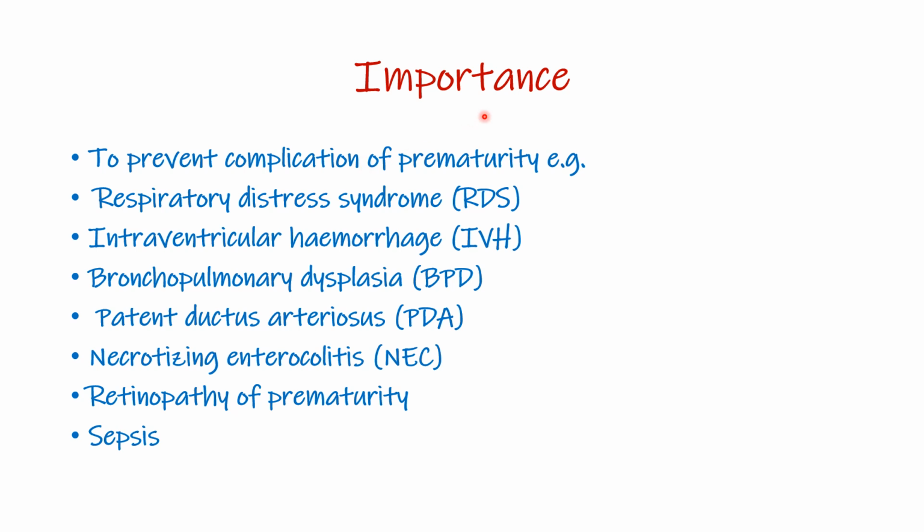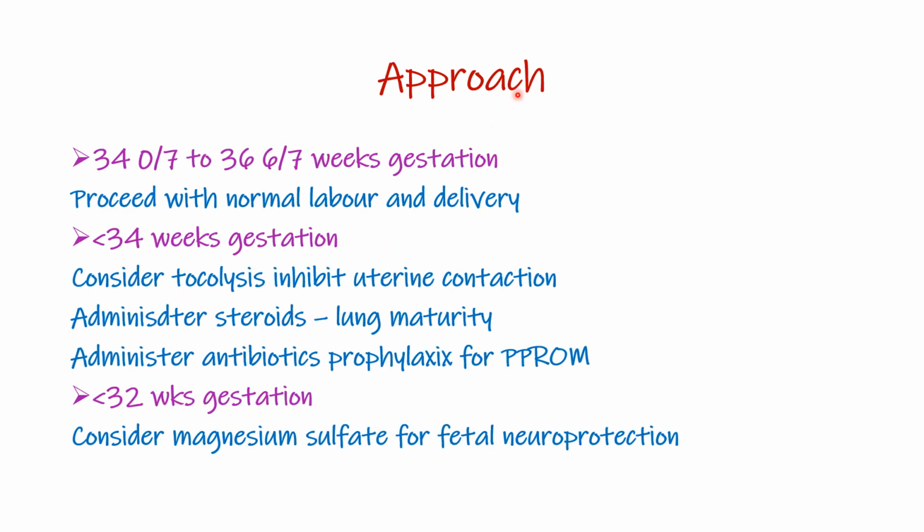So why do we have these goals of therapy, which include prevention, arresting, and ensuring good progression of labor, and also appropriate management of a neonate? This is to prevent complications of prematurity, which include respiratory distress, intraventricular hemorrhage, bronchopulmonary dysplasia, patent ductus arteriosus, necrotizing enterocolitis, retinopathy of prematurity, and sepsis. So how do we approach this in terms of management?